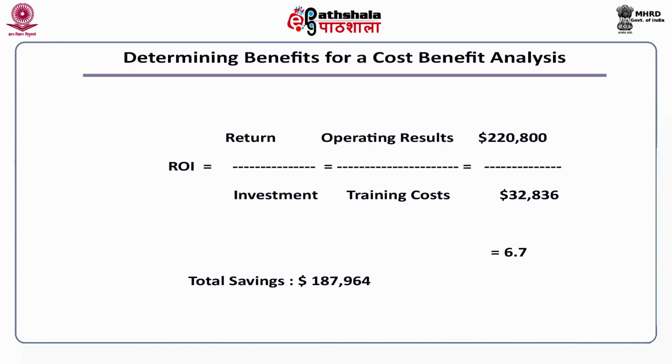Now, how to calculate the ROI? ROI is equal to return divided by investment, or operating results divided by training costs. We have already reached this figure of $2,20,800, and the investment cost or total training cost we have reached is $32,836. We divide the above figure by this figure, and we get 6.7 ROI. Total savings would be $1,87,964.